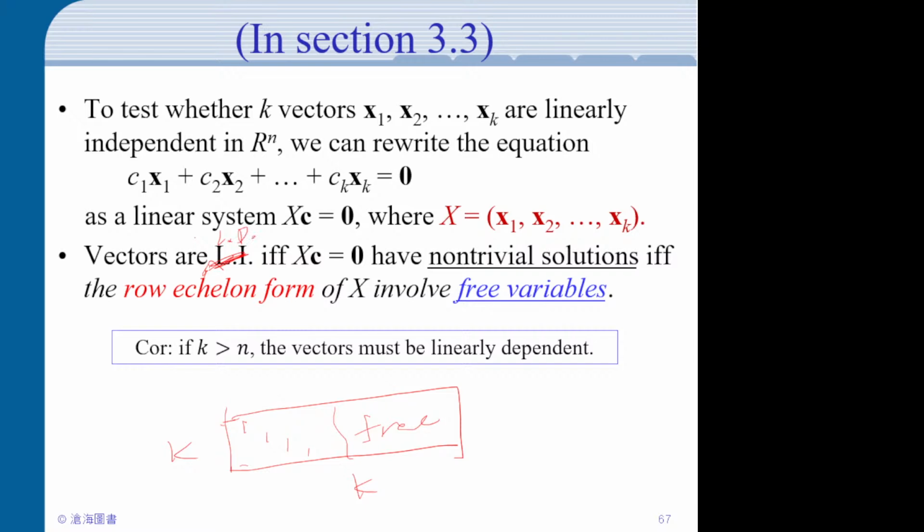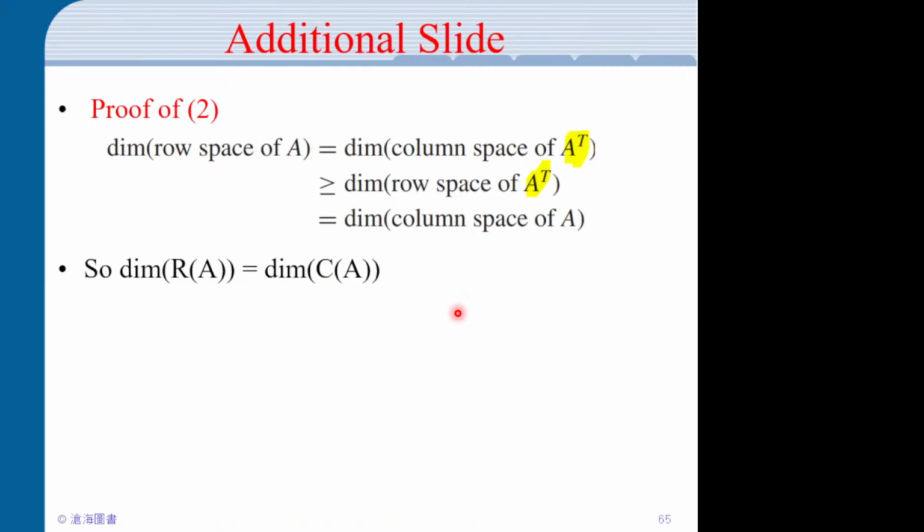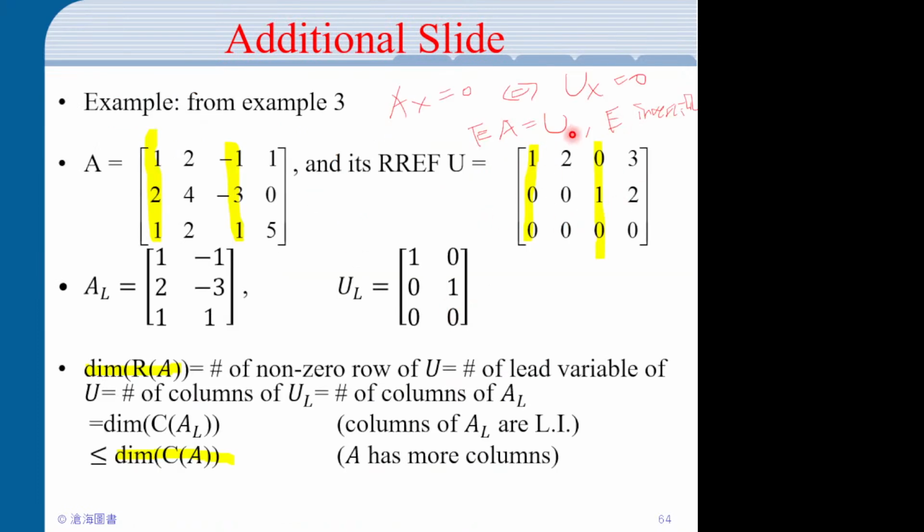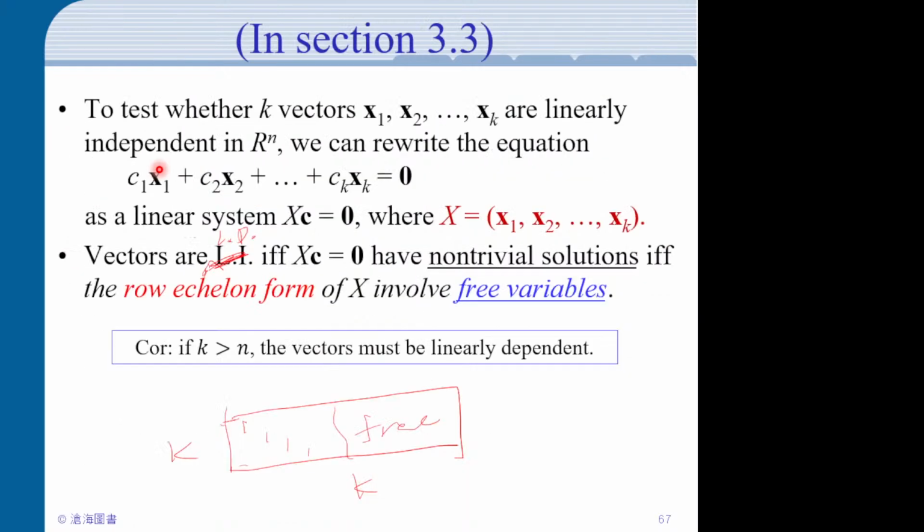So they are linearly dependent if this equation has a non-trivial solution, and that means it has a free variable. Okay. And so here you can see from this example. So linearly dependent means you have a free variable, and a free variable means you have an extra vector in A. Okay. So that's linearly dependent. I also read this wrong.